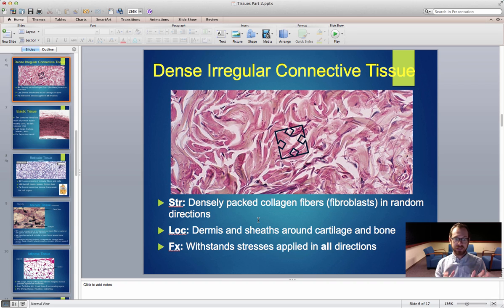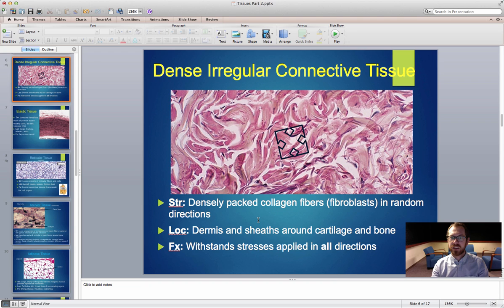This is very, very different from our dense regular connective tissue, right? If we were to do the same thing, if we were to pull on our dense regular connective tissue in any direction, we would likely tear. And so let's discuss this idea of structure, function, and location with these two tissues.